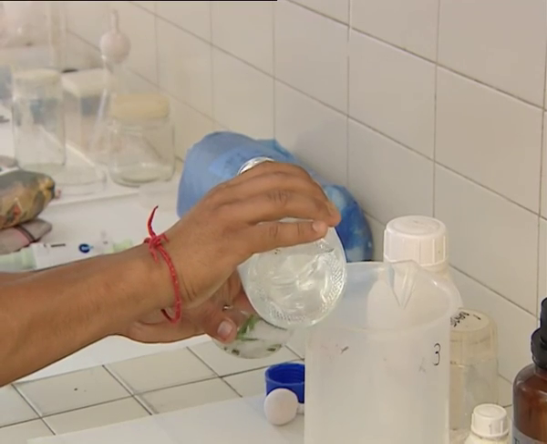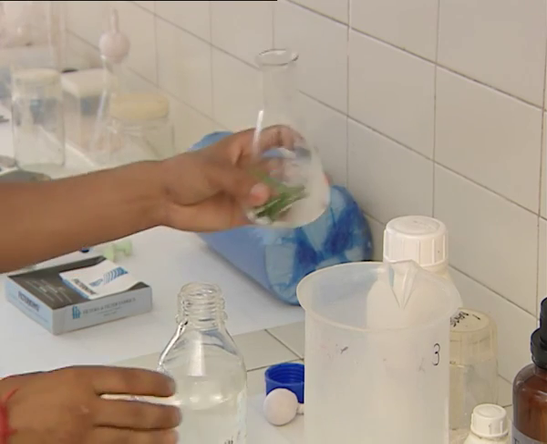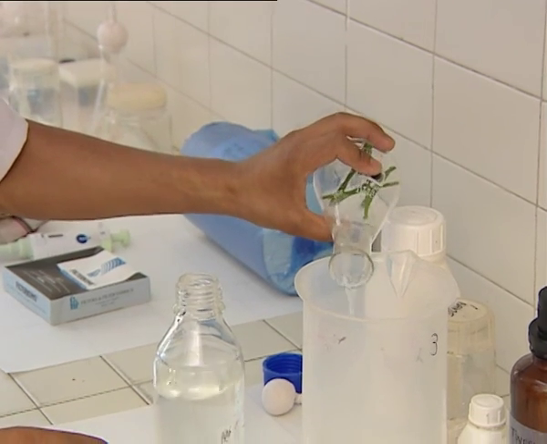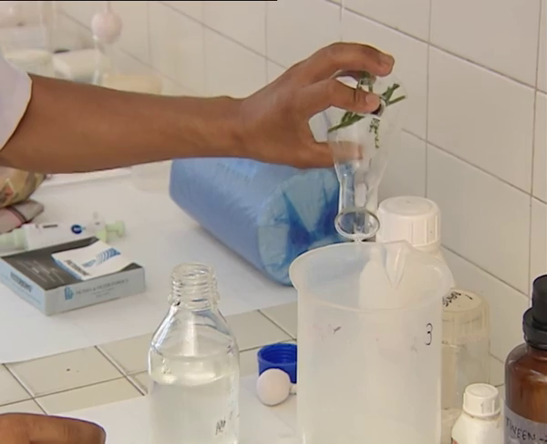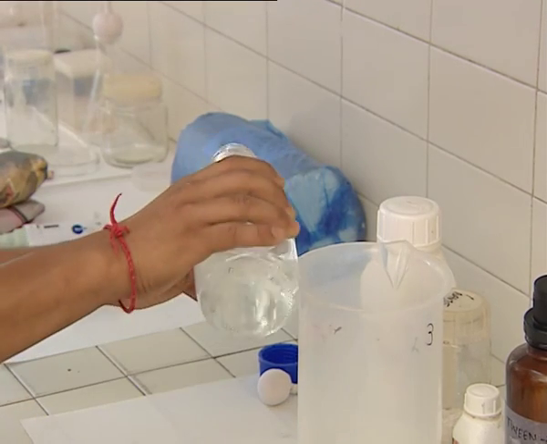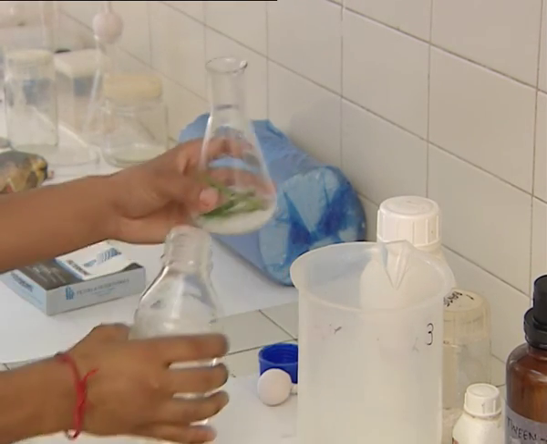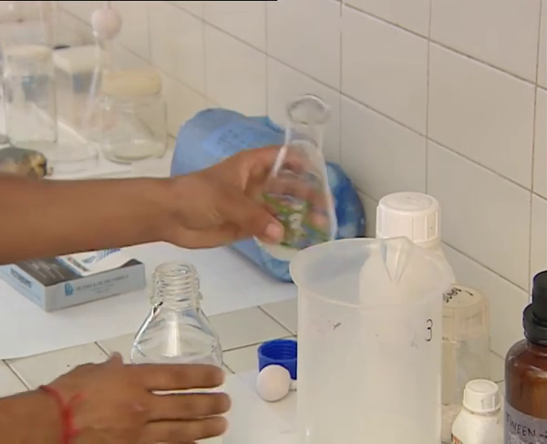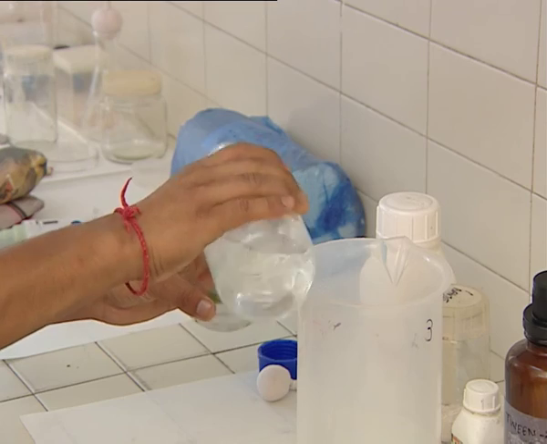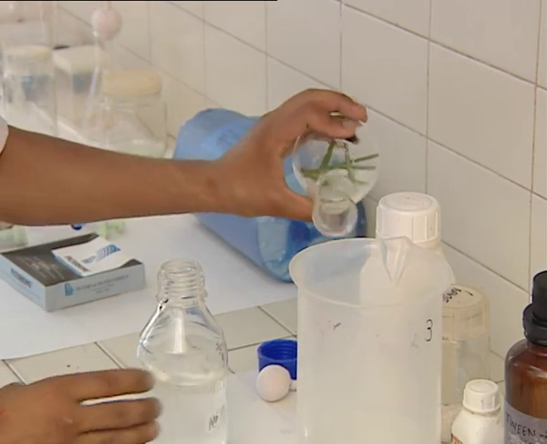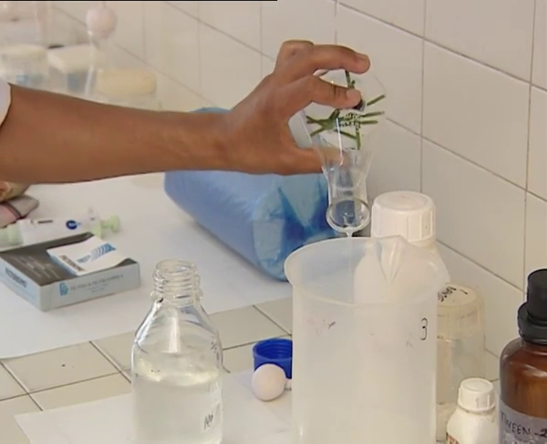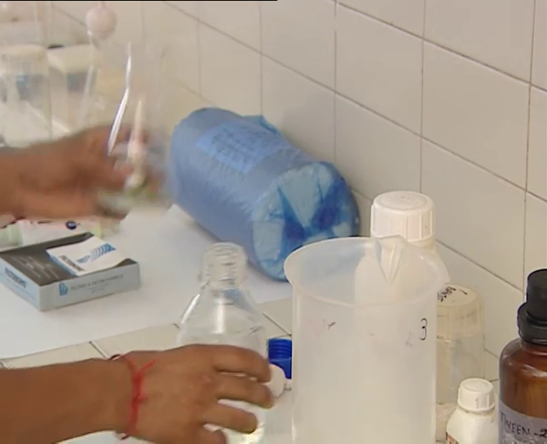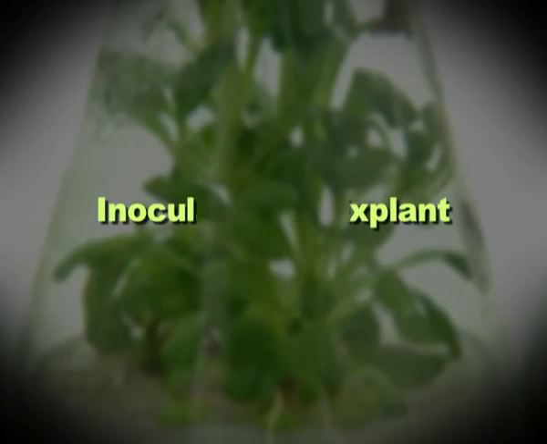The explants are then swirled for a few minutes and rinsed several times with clean and sterile deionized water. Finally, the explants are immersed in sterile deionized water and taken into the inoculation chamber. Now, our explant is ready for the next process of inoculation.